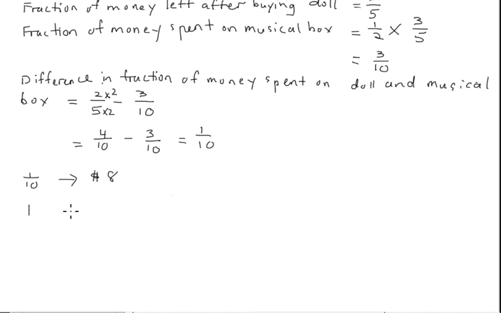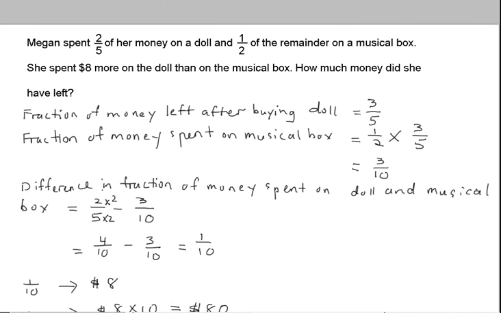Therefore, 1 whole is equal to 8 times 10. Right, you see 1 out of 10 is 8. So 10 out of 10 will be 8 times 10. 10 out of 10 is 1 whole. There is $80. Now the question wants us to find out how much money she had left. So we know at first she has $80, 10 parts out of 10 parts, that is $80. But they want to find out how much money she had left.